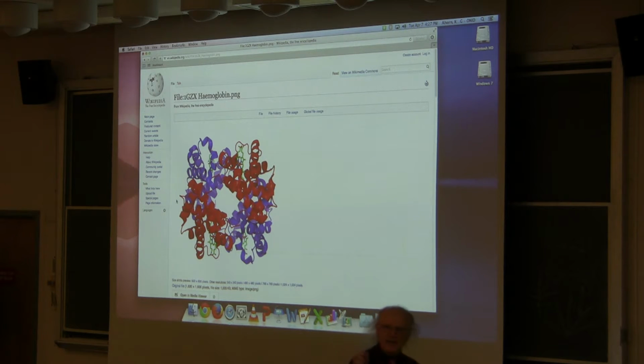2,3-BPG is a fascinating molecule. We'll talk about it later in the term, but it's actually made as a byproduct of rapid metabolism. It's a byproduct of sugar metabolism specifically. And 2,3-BPG has this really cool property. It fits right in the middle of that donut hole really well.